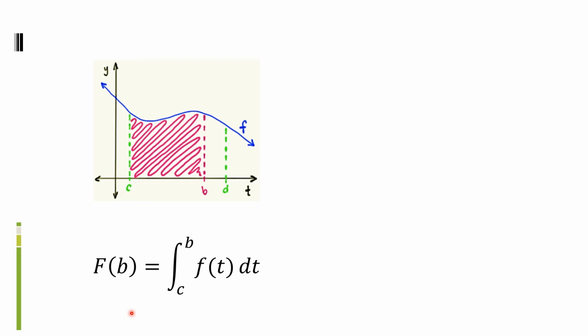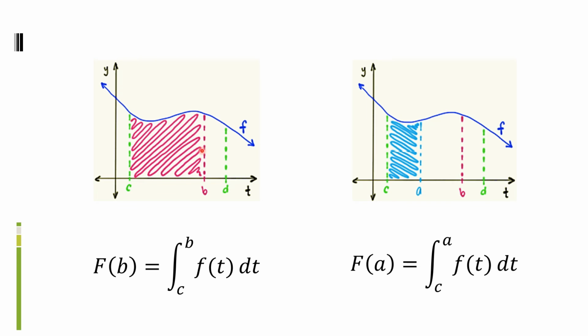So, capital F of b now is equal to the definite integral from c to b of f of t dt, and this is illustrated by this graph. Tama? Yung capital F of B natin ngayon, ito yung area na kanyang kino-cover. On the other hand, capital F of A is equal to the definite integral from C to A of f of t dt. Ito naman yung area na kanyang kino-cover. Okay? By definition yan ng definite integral.